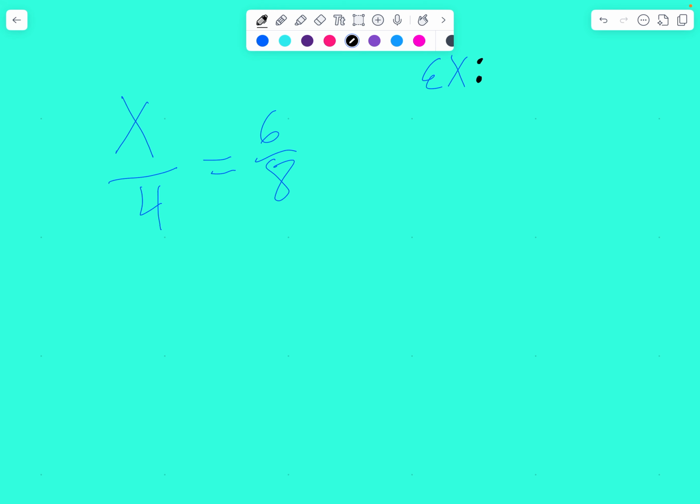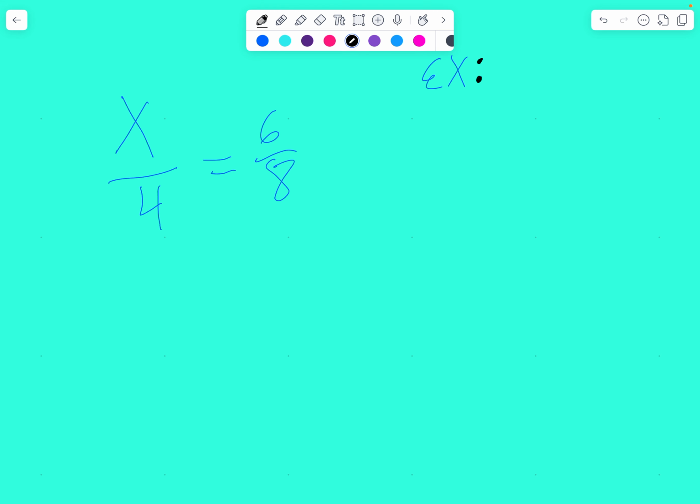In this video, we're going to practice solving proportions step by step. We'll take this slowly, all right? So let's talk about it. First of all, what is a proportion? A proportion is an equation that says two fractions are equal. For example, you have x over 4 equals 6 over 8. Our goal is to solve for the variable, which is usually x, okay?